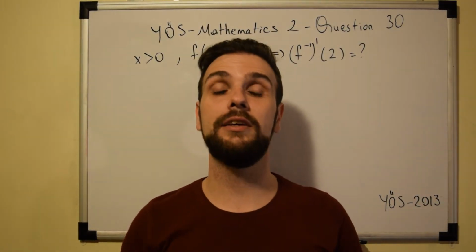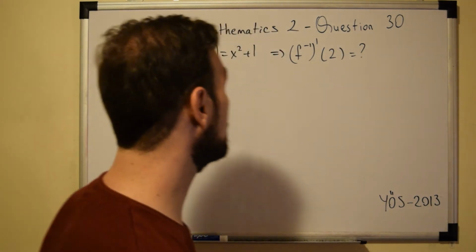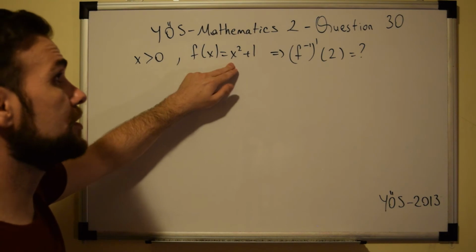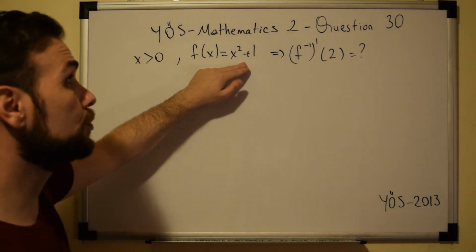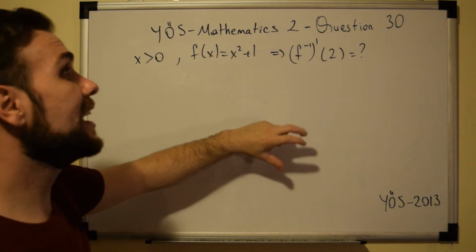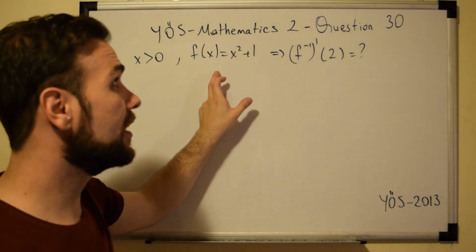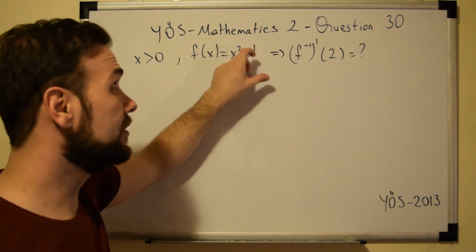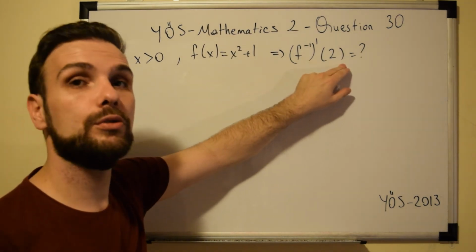Greetings everyone, and welcome to question number 30. In this question we have, if x is greater than 0, we are given f(x), which is equal to x to the power of 2 plus 1, and we are asked to find the derivative of the inverse of f(x) for 2.